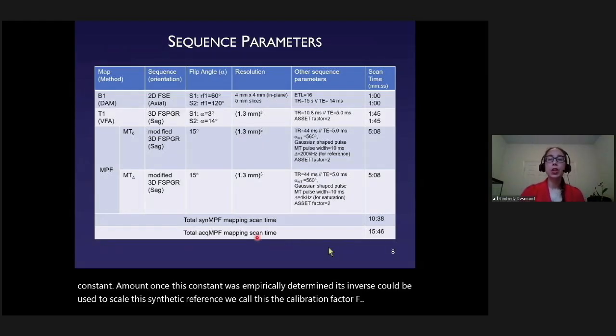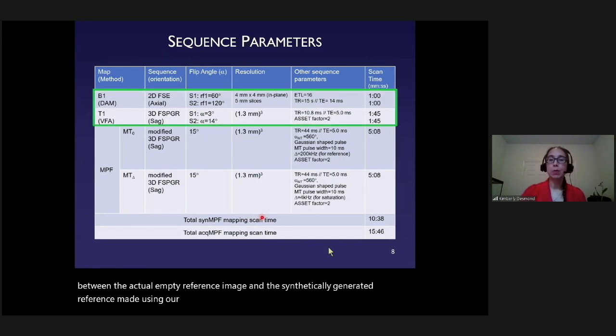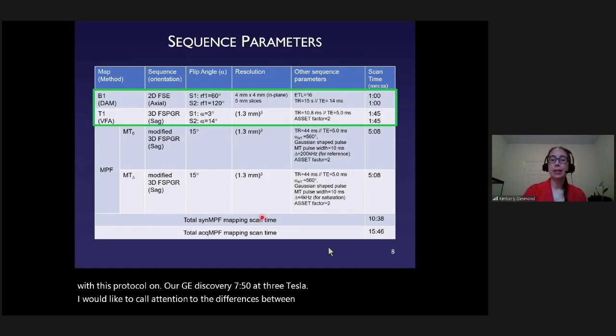To determine the value of this calibration factor, we investigated the scale difference between the actual MT reference image and the synthetically generated reference made using our fast T1 and B1 maps. Five healthy people were scanned with this protocol on our GE Discovery 750 at 3 Tesla. I would like to call attention to the differences between the MT scans and the T1 scans.